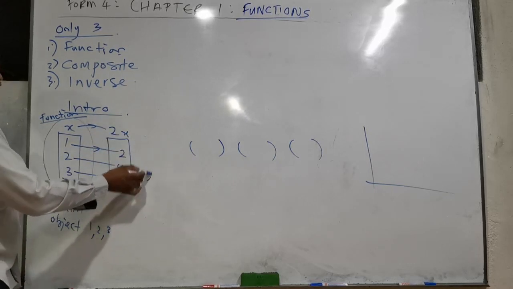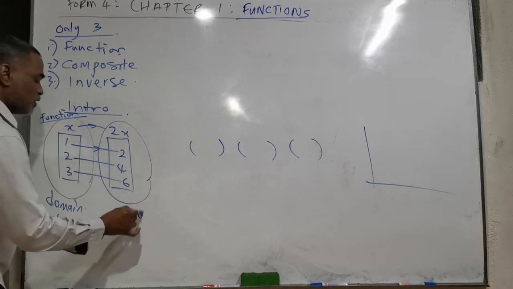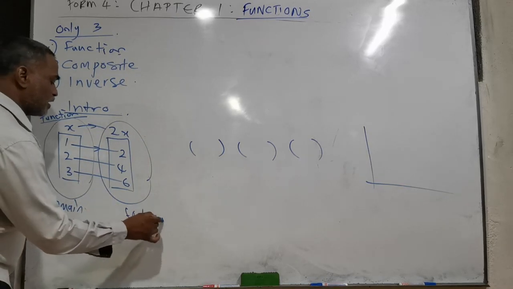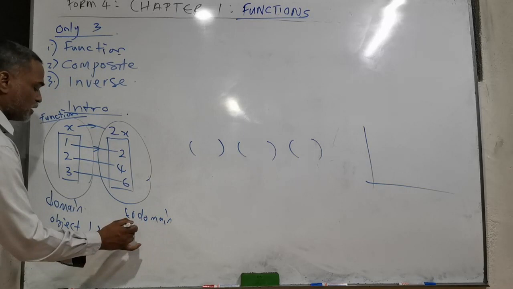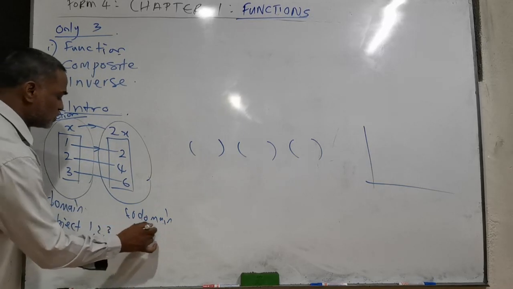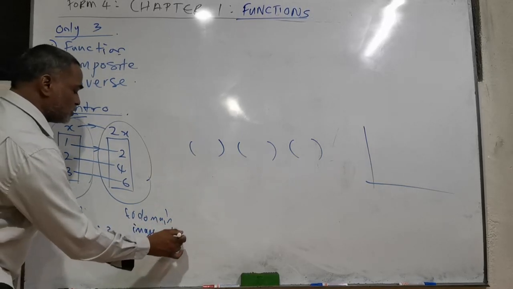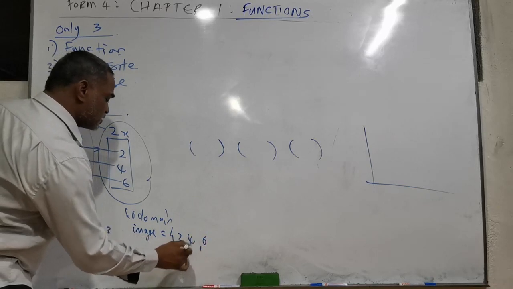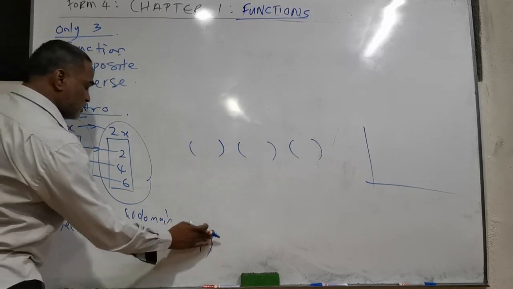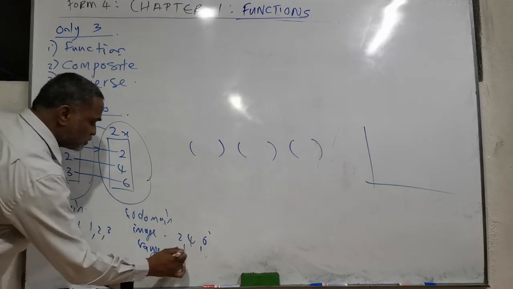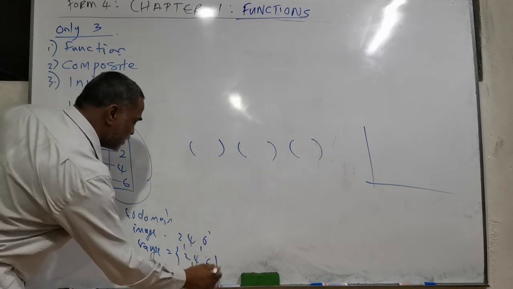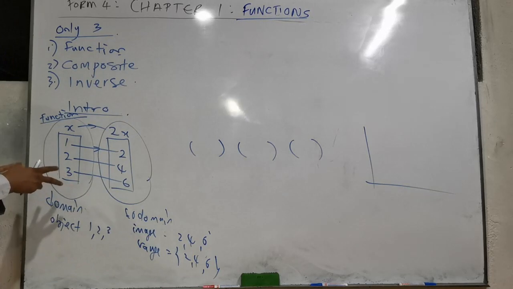The second set we call codomain, C-O-D-O-M-A-I-N. Any element inside the codomain we call image. The images are 2, 4, 6. The image is written without a bracket, while the range is inside the bracket, that is 2, 4, 6. Alright. That is called function in an arrow diagram.